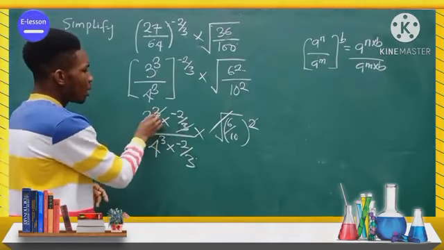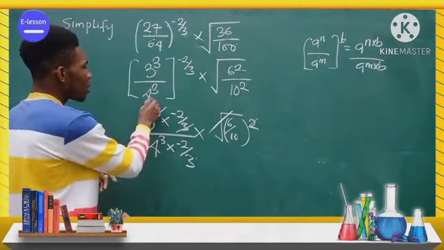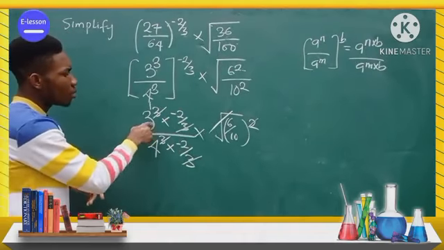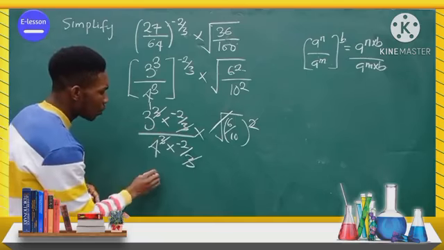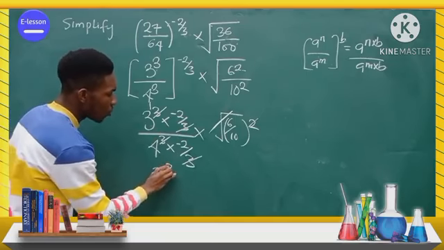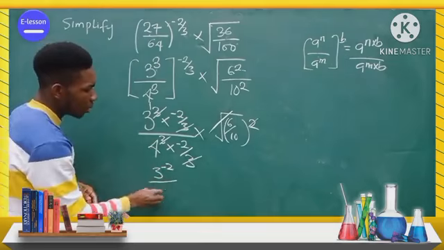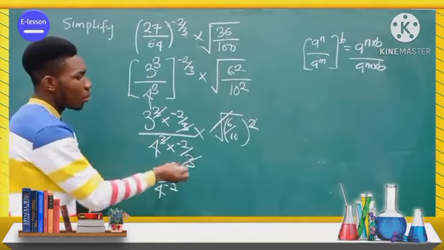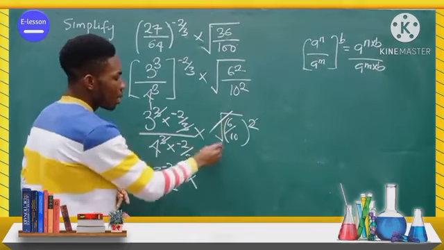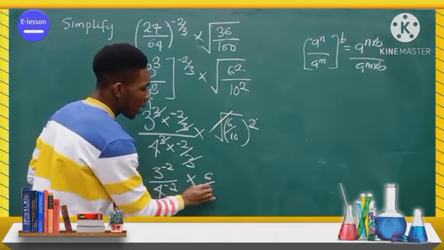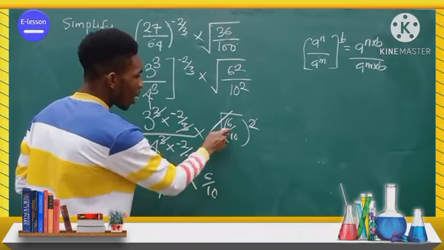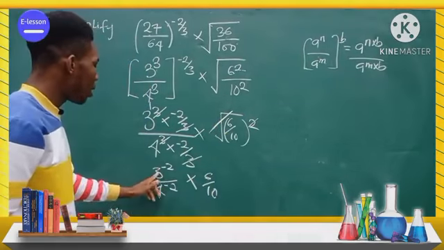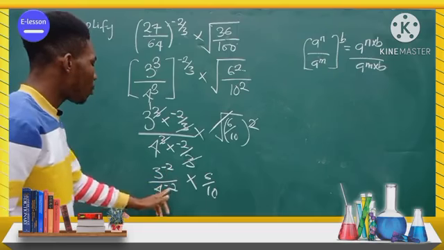Now, starting with here, this square can cancel this square root out. 3 divided by 3 is 1, 1 times minus 2 is minus 2. 3 divided by 3 is 1, 1 times minus 2 is minus 2. So at the end of the day, you have this raised to the power of minus 2. So 3 raised to the power of minus 2 divided by 4 raised to the power of minus 2, times 6 over 10, because the square root is gone. So at the end of the day, we have 3 raised to the power of minus 2 all over 4 raised to the power of minus 2.